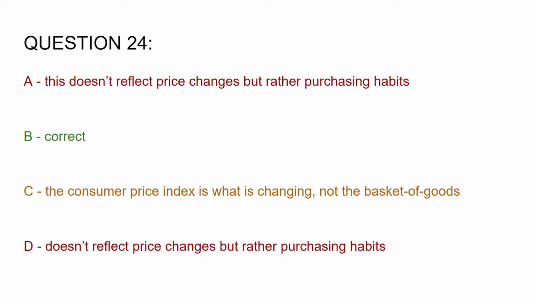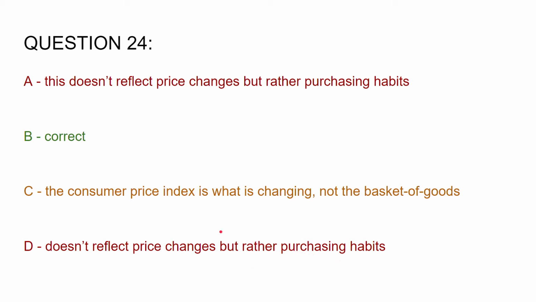Okay, D says revising the contents of the basket of goods to reflect new consumption patterns. Again, this doesn't reflect price changes, but rather purchasing habits. Again, purchasing habits could be an indication of a price change, like I just explained, but the question is specifically asking about price changes, so that is wrong. And again, that's like a 5-step process for D, and we want a 1-step process, basically.